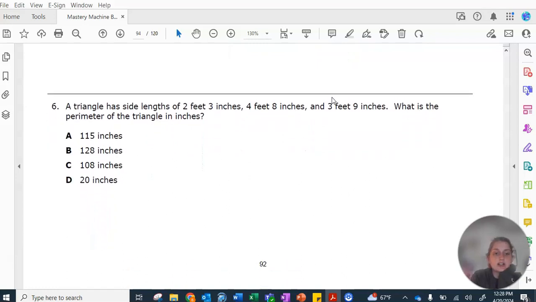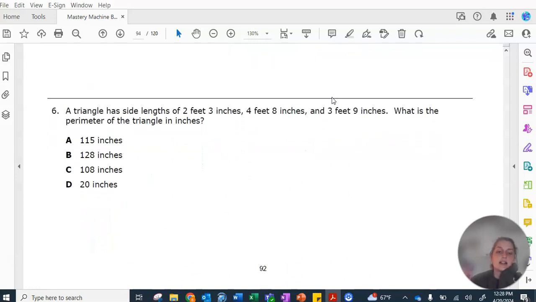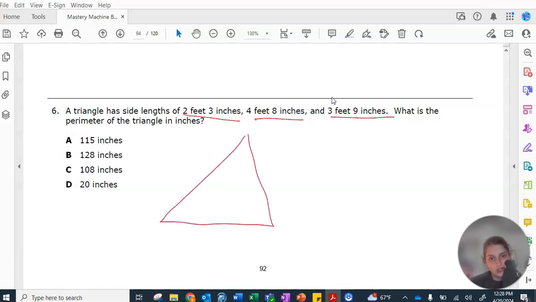Number 6, a triangle has side lengths of 2 feet 3 inches, 4 feet 8 inches, and 3 feet 9 inches. What is the perimeter of the triangle in inches? So let's see, this looks like our longest side, so we'll call that one the 4 feet 8 inches. And then I would guess that this is our next longest side, so there's 3 feet 9 inches. And maybe I chose the wrong side to be our shortest side, but whatever.